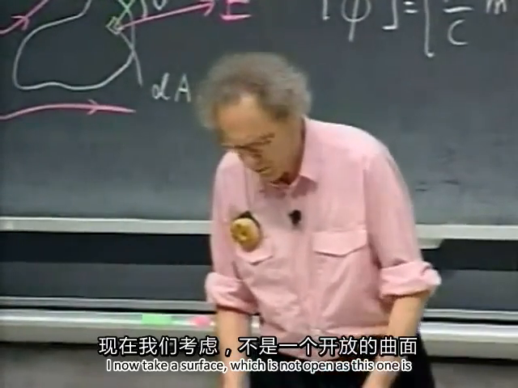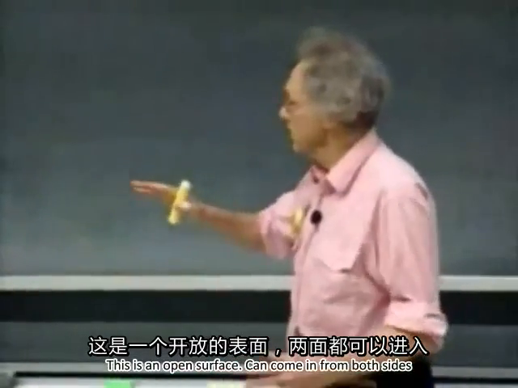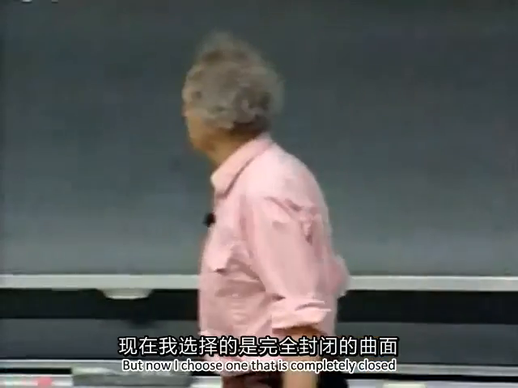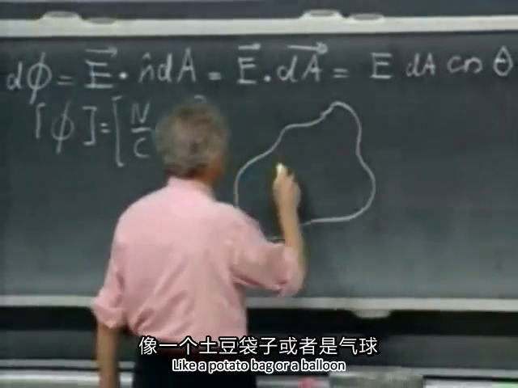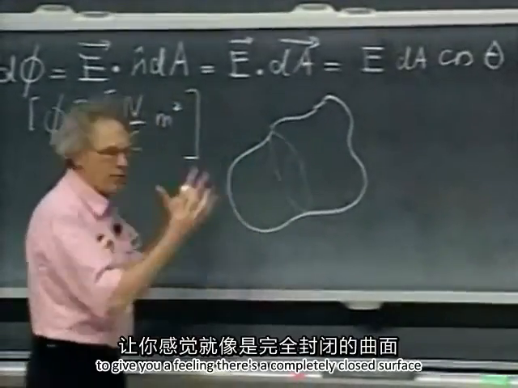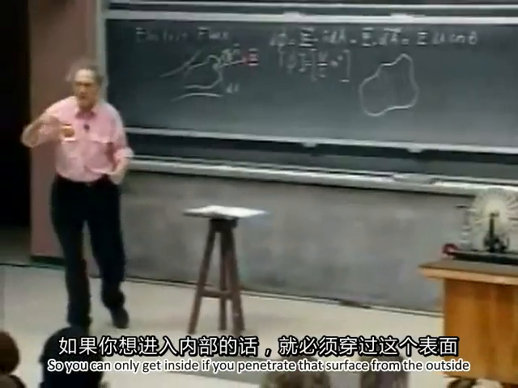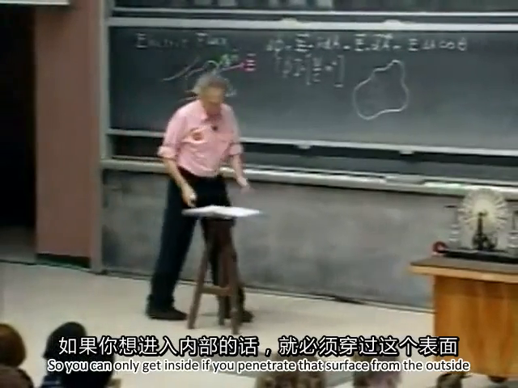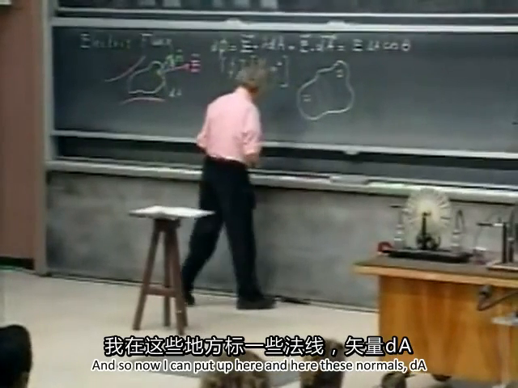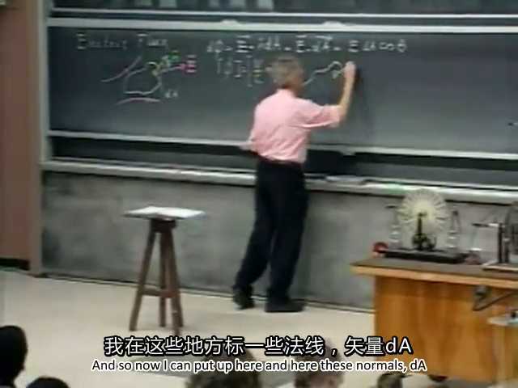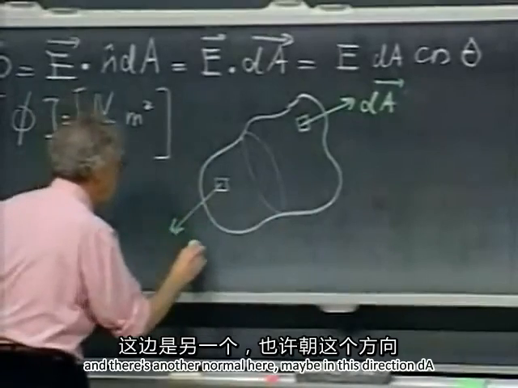I now take a surface which is not open as this one is. This is an open surface. It can come in from both sides. But now I choose one that is completely closed, like a potato bag or a balloon. I'll put this line in here to give you a feeling that this is a completely closed surface. So you can only get inside if you would penetrate that surface from the outside. And so now I can put up here and here these normals, dA, and there's another normal here, maybe in this direction, dA.